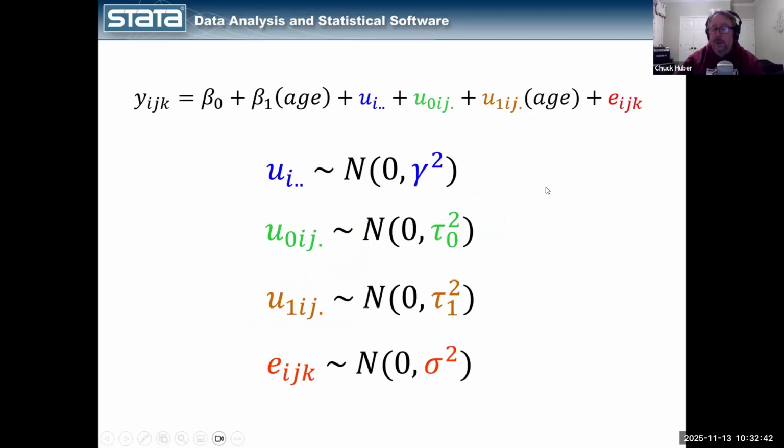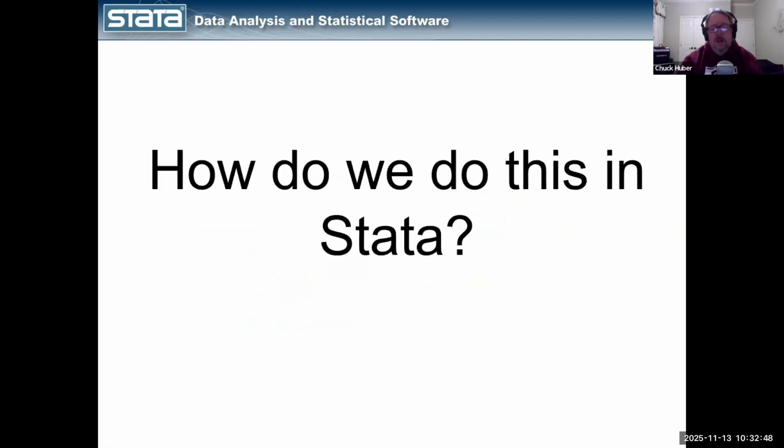They're all normally distributed with a mean of 0, and we're going to estimate the variance for each of those. Okay? So that's the general idea. The question then becomes, well, how do we do this in practice? And in particular, how are we going to do this with Stata?